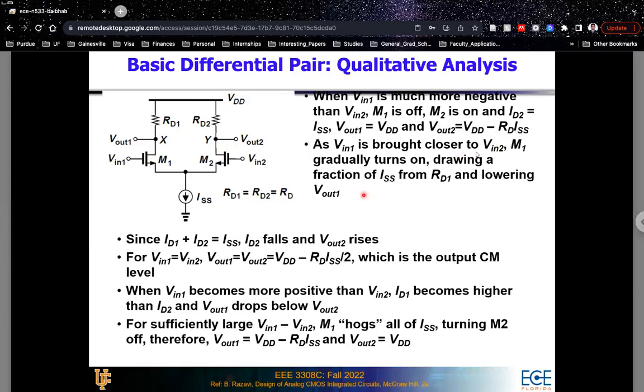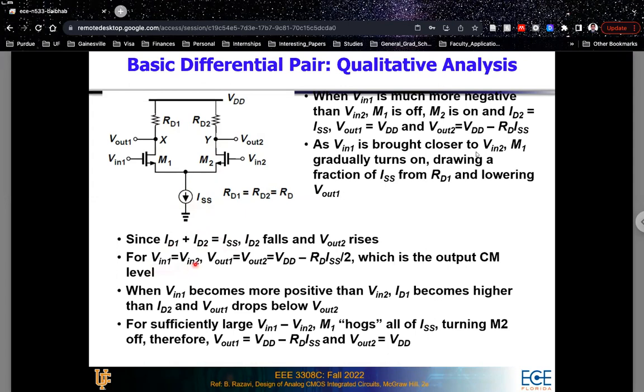Now let's assume that your DC input voltage at the gate of transistor M1, that is VIN1, is brought closer to VIN2. In that case, M1 will gradually turn on, because gradually you'll see that the VGS across M1 will keep on increasing, and it will start drawing a fraction of the total ISS current. And as it draws a fraction of the total ISS current, ID2 will start falling. As ID1 starts rising, the current through the M1 transistor starts increasing, the current through the M2 transistor will start decreasing. That's because, again, ID1 plus ID2 has to be equal to ISS because of KCL.